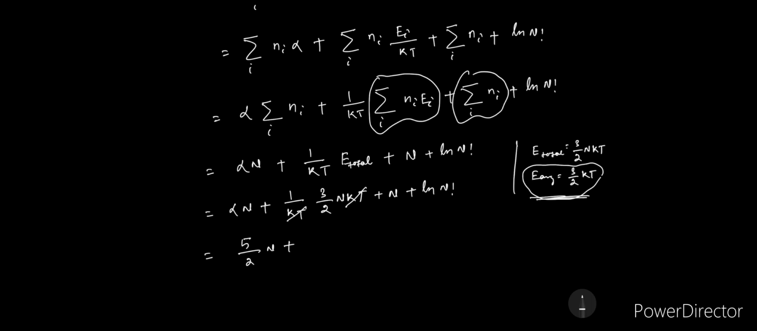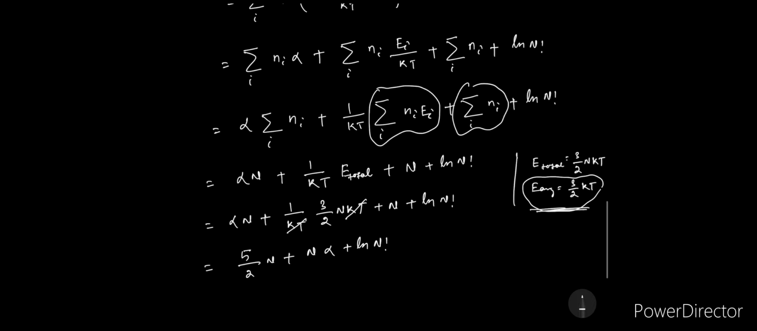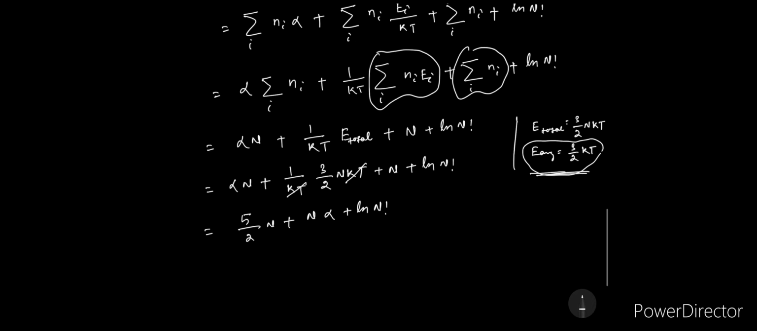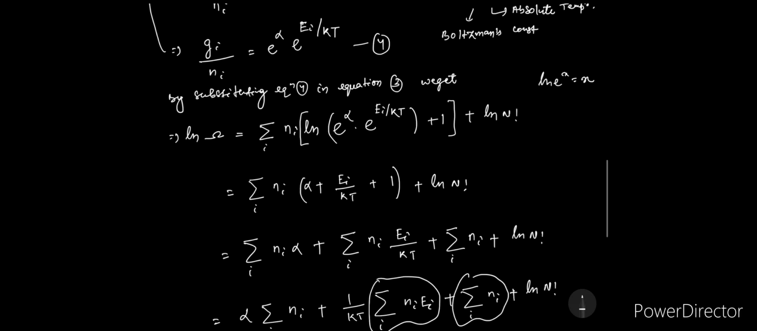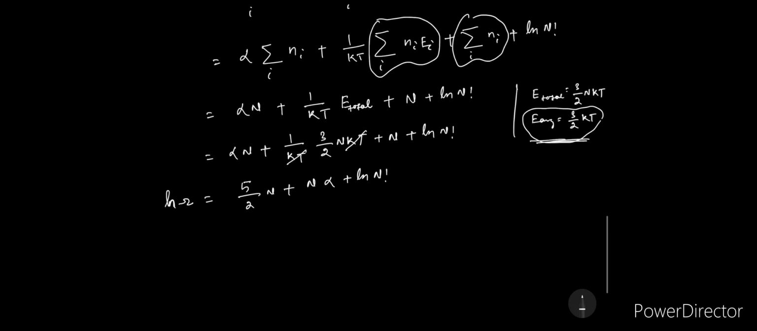Plus N into alpha plus ln n factorial. Okay, so which value is this? This is the value of ln omega, and let us put it as equation 5.